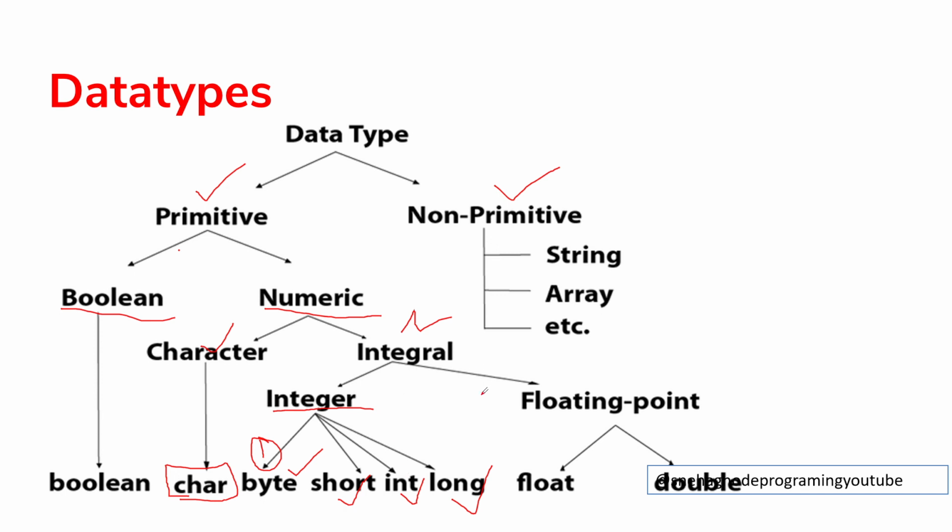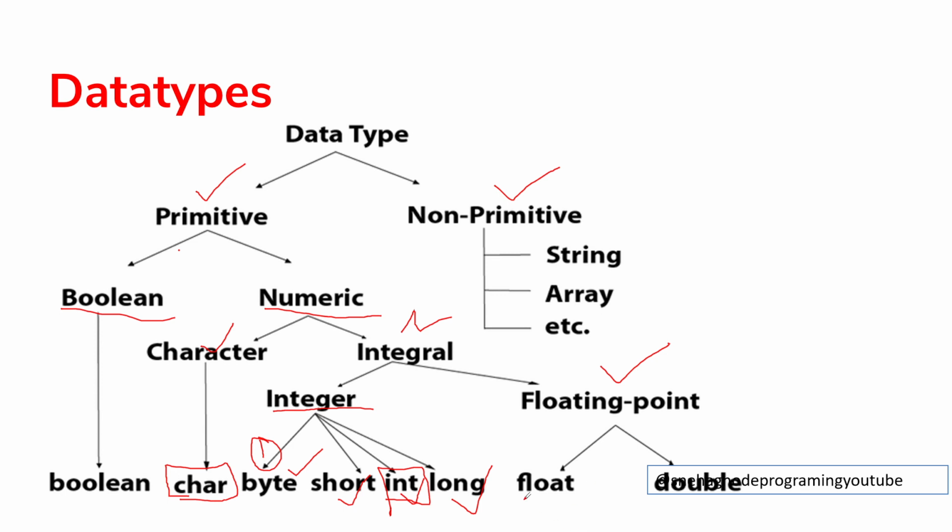This is the first part, that is integer. To denote the integer, we use int. After that, integral also includes the floating point. The second part is floating point, which is divided into two parts: first is float and second is double.